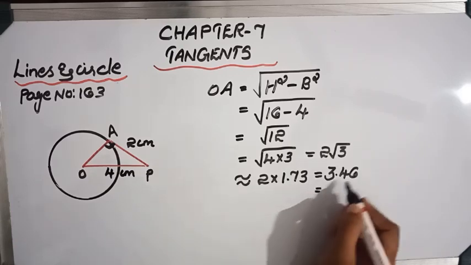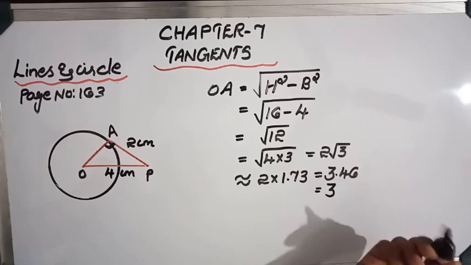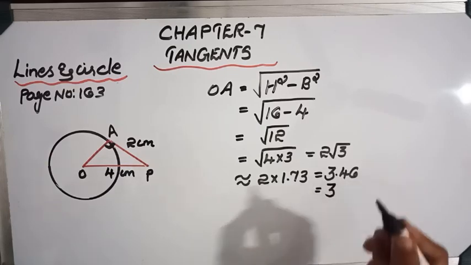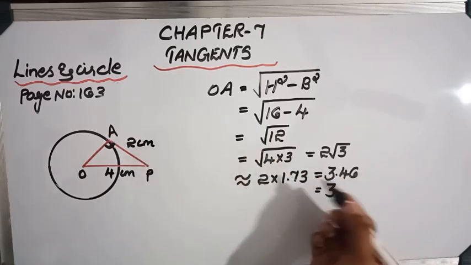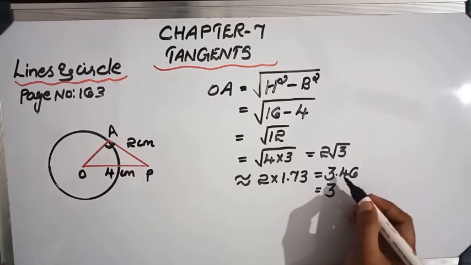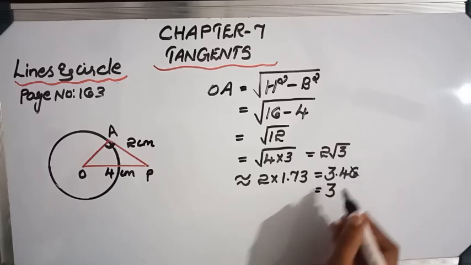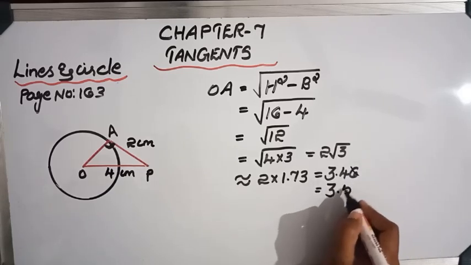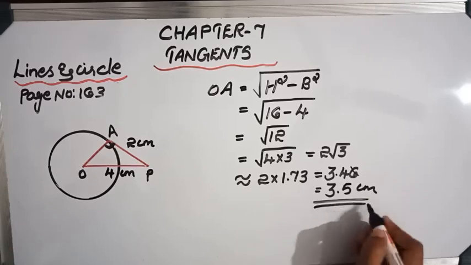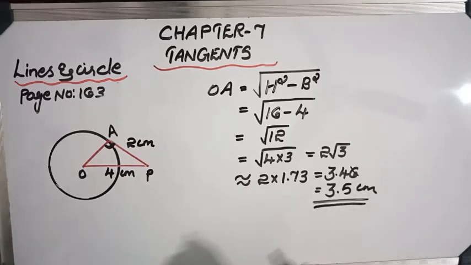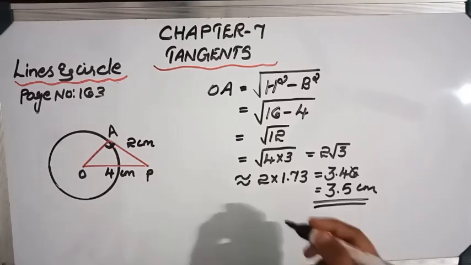Let's round the figure to 1 decimal, because using a scale only 1 decimal is possible. So 3.46, the second decimal is greater than 5, so cut that and add 1 to 4. So 3.5 centimeter will be what? Radius. Okay, 3.5 centimeter is the radius.